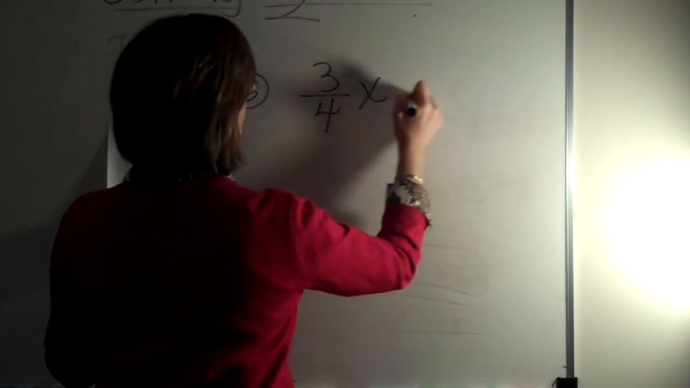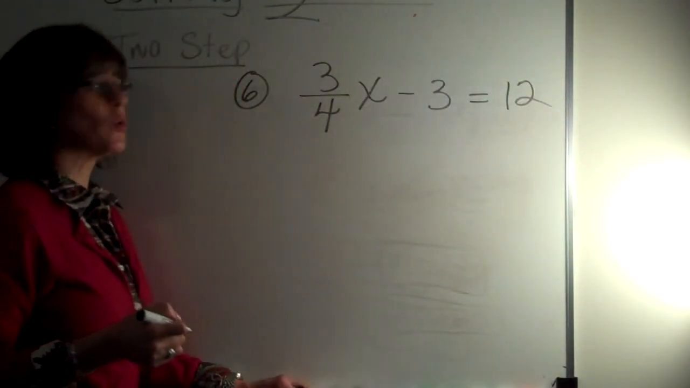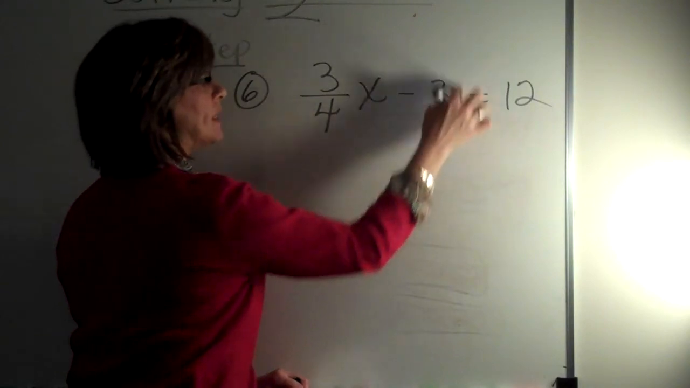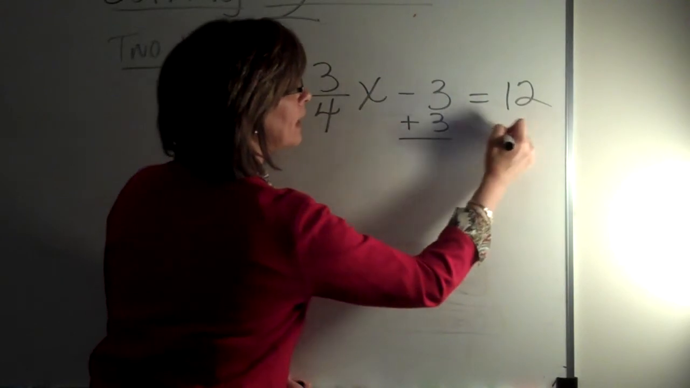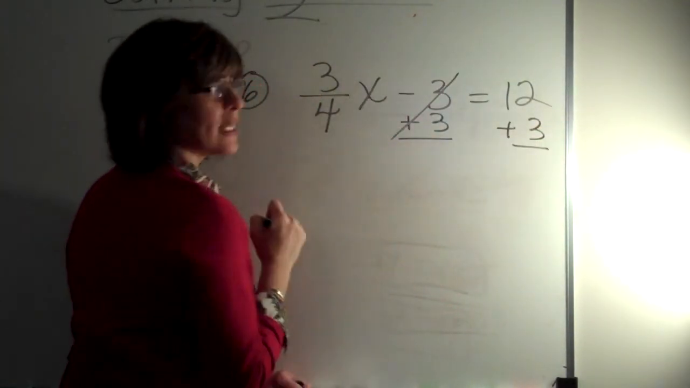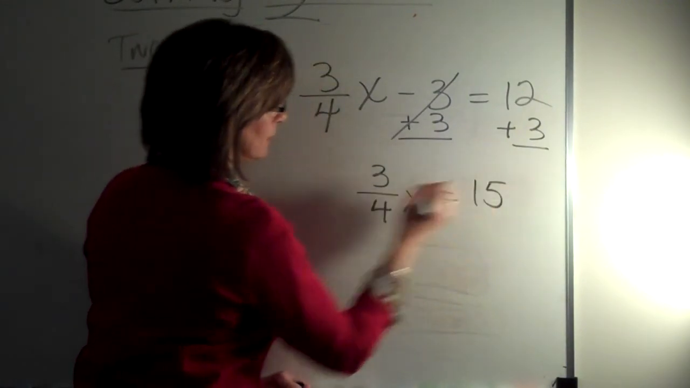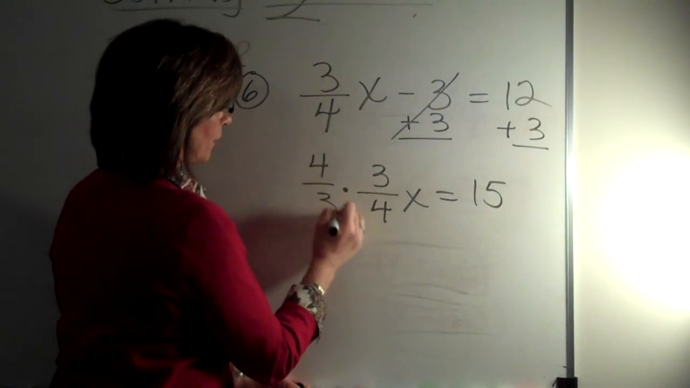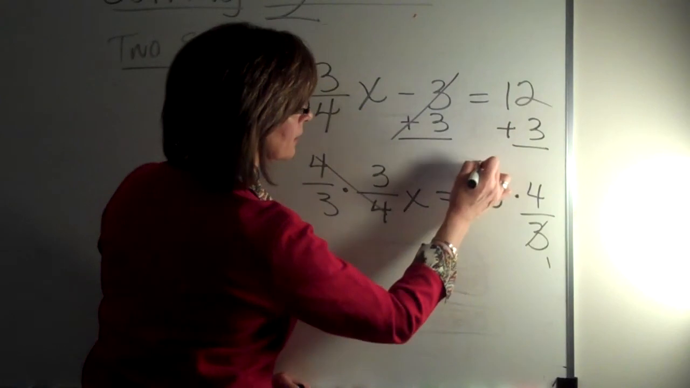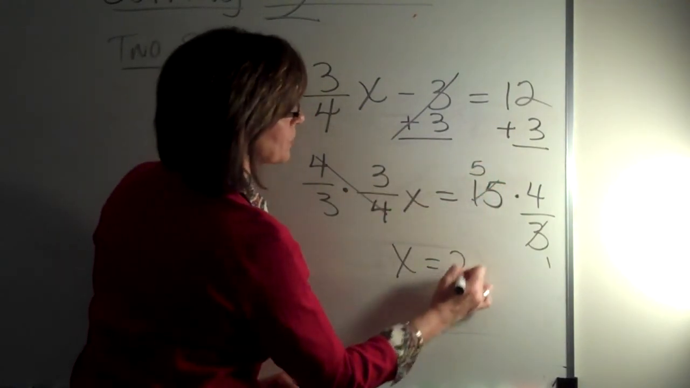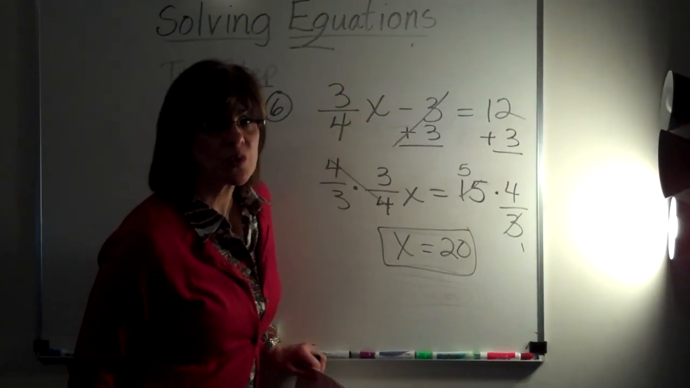3/4 x minus 3 equals 12. So in this one, again, I have a choice. I've got this issue and this one. So I'm going to do the addition and subtraction first. So I'm going to add 3 here and add 3 here. This cancels out. I get 3/4 x equals 15. Multiply this side by 4/3 and multiply this side by 4/3. And I can cancel out and I get x equals 20. So now you've done the beginning of multi-step, just two-step equations.